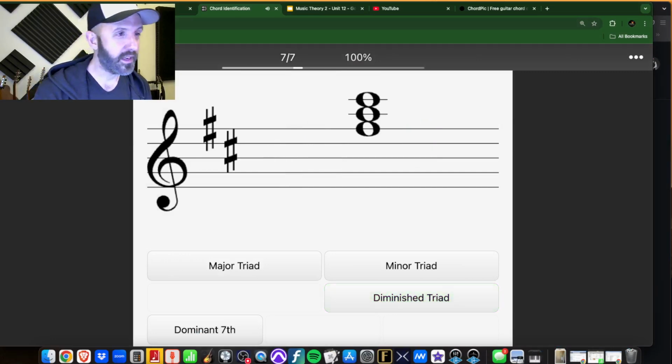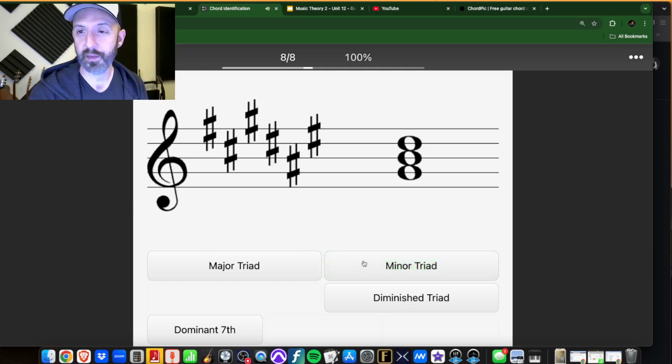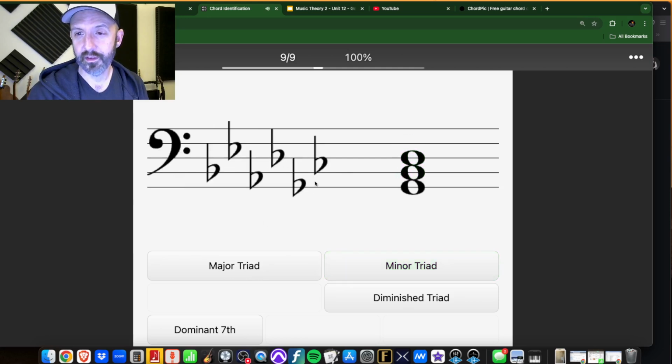All right, so hopefully that gives you an idea of the identification. And the idea is you want to be quick, right? So just to show you what this should look like, you want to aim to be able to look at this stuff. All right, I'm in the key of F, so that's going to be a minor triad. That is the sixth chord, so that's going to be, no, hold on a second. G flat, that's the tonic.